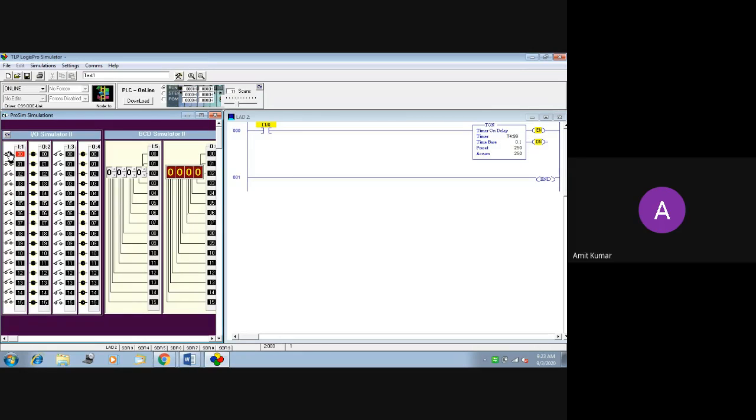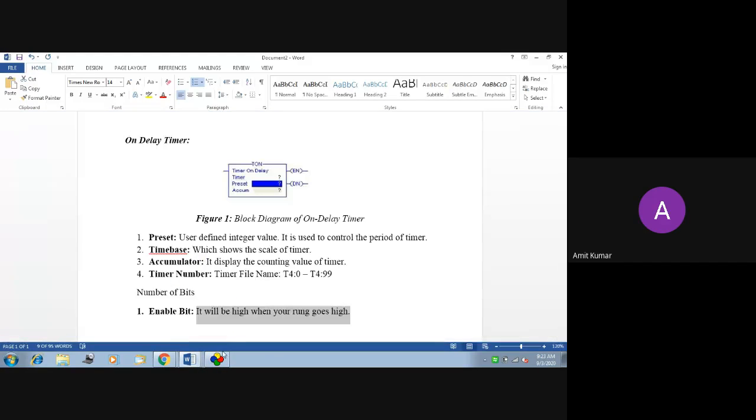It is not going to be low. So we can see that I have pressed this button and the timer has completed its operation, although the enable bit is high. So the enable bit will be high whenever this line is high. That is the function of the enable bit. It will be high when your rung goes high. Now the second bit is the done bit.